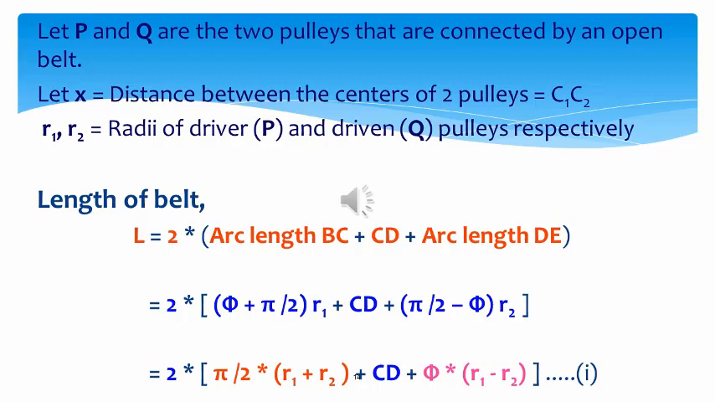Considering R1 and R2 common, and considering pi by 2 and phi common, I can reduce this equation further into 2 multiplied by [pi by 2 into (R1 plus R2) plus CD plus phi into (R1 minus R2)]. Okay, you have to refer to the diagram so that you understand this derivation, without which it will be difficult for you to understand this derivation.